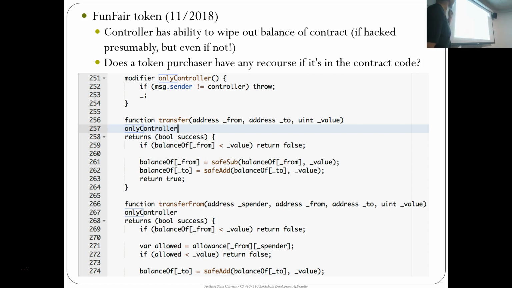Here's a similar one, a FunFair token. You have this onlyController thing that allows you to wipe out any balance of the contract and allows you to do any kinds of transfers if you are the controller. Now, you don't really want to do this. This is basically God mode in this smart contract, which is what the blockchain was intending to get rid of. So whoever this controller is can manipulate all the balances in that smart contract. Even though you could have derived from ERC20, if you are implementing these kinds of things, you can override the balances and not have it be above board.